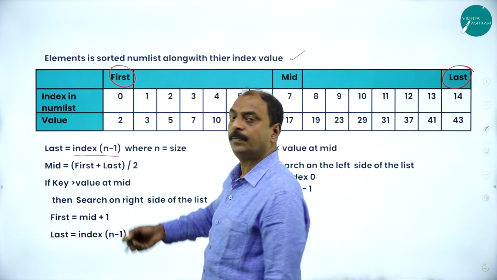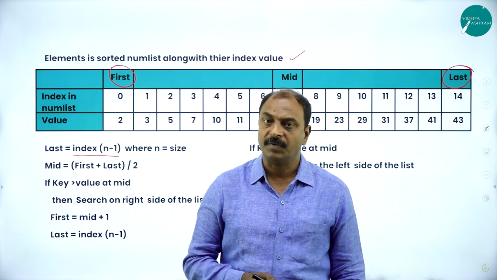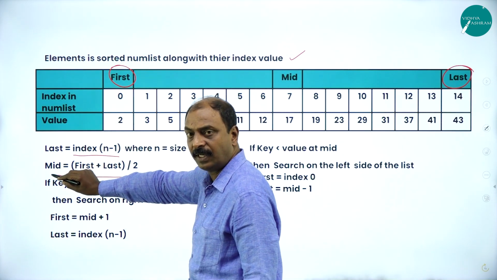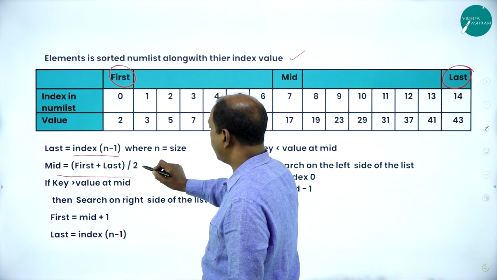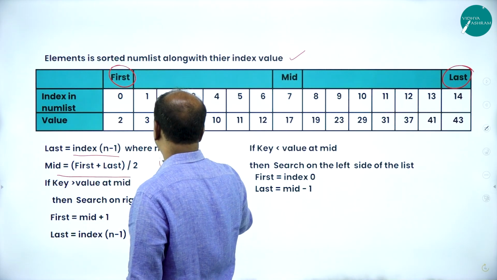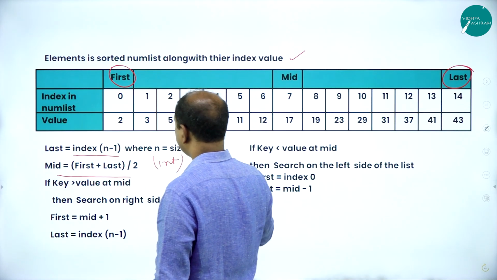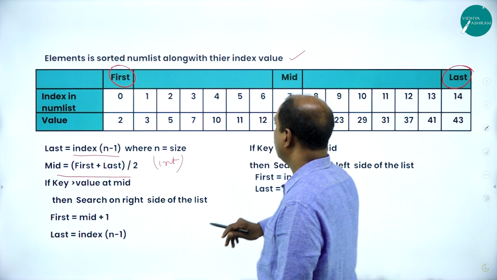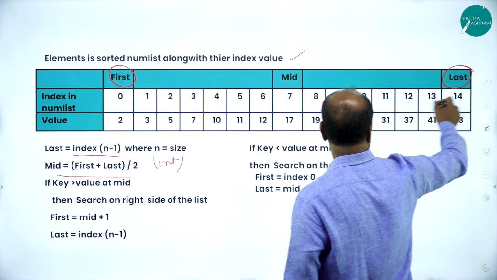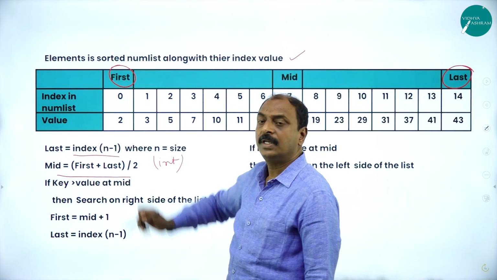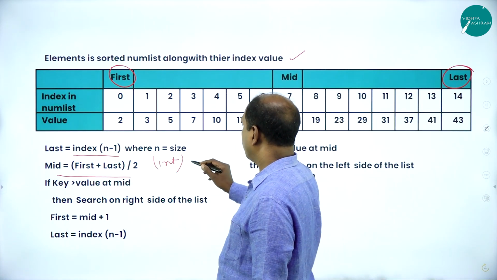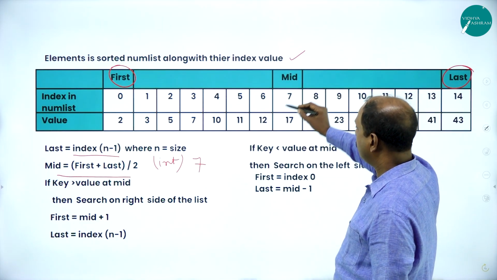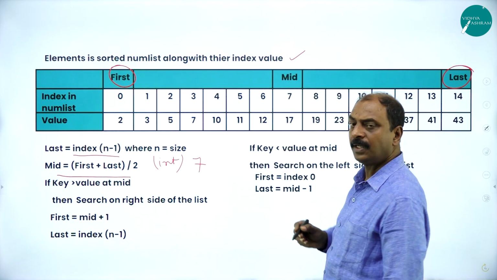Now we have to find the middle element. How do we find the middle element of the given list? The formula we follow is: mid, a variable, equals first plus last divided by 2, and all of these are of integer data type. In this example, 0 is the first index and 14 is the last index. 14 plus 0 is 14, divided by 2, you get the quotient 7. So 7 is the middle index of the given list.